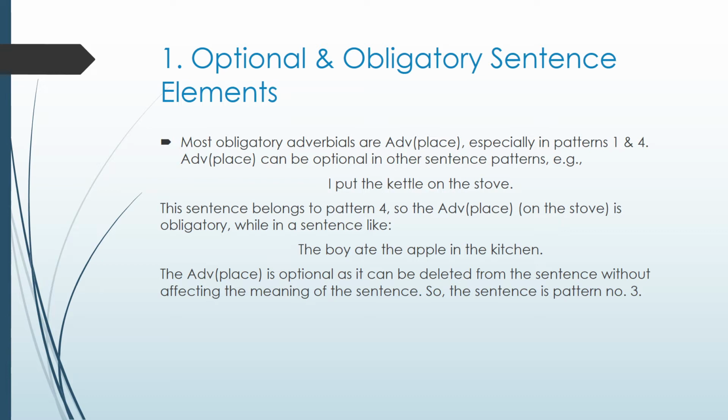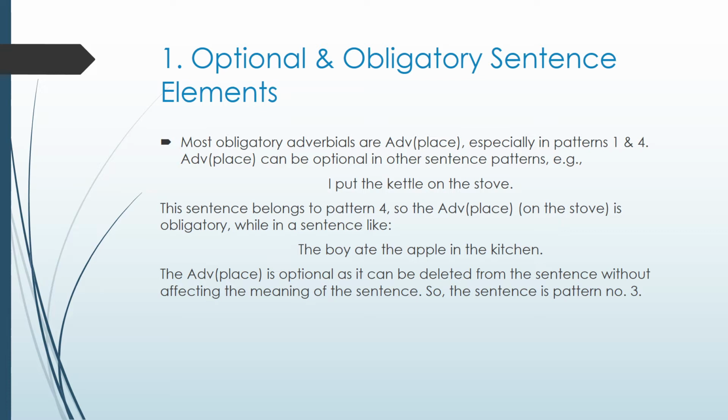Let us examine another sentence and do the same to find out its pattern. The boy ate the apple in the kitchen. Again, we say the boy is the subject, ate is the verb, the apple is the object, and in the kitchen is another adverb of place. So, which pattern do we have here? Is it also pattern number 4? This is decided according to whether the adverb of place is obligatory or optional.